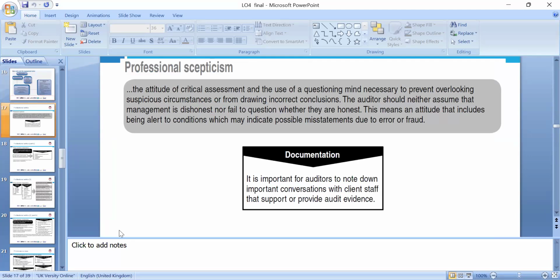Professional skepticism is an attitude of critical assessment, using a questioning mind, and preventing overlooking suspicious circumstances and incorrect conclusions. The auditor should neither assume that management is dishonest nor assume honesty; it means an attitude that includes being alert to conditions. So documentation is very important. Note down conversations, client staff, and so on.